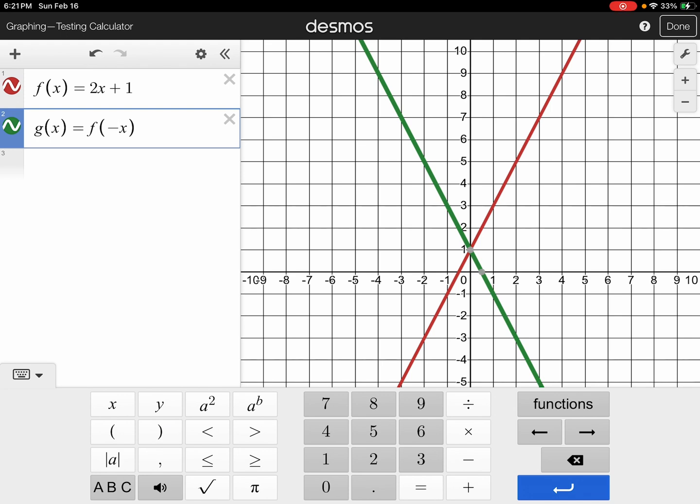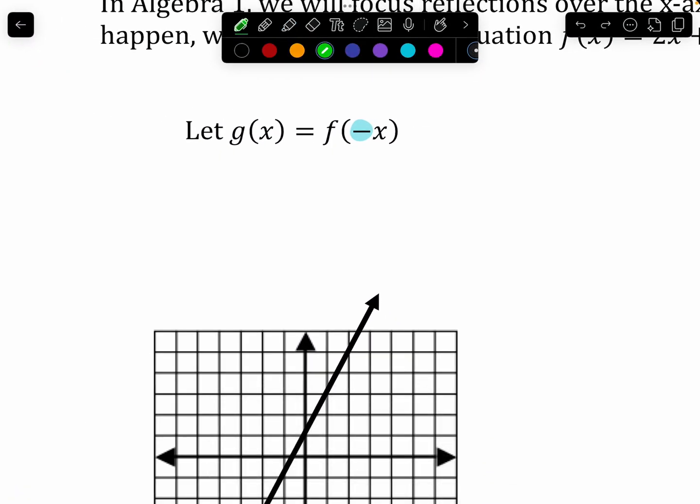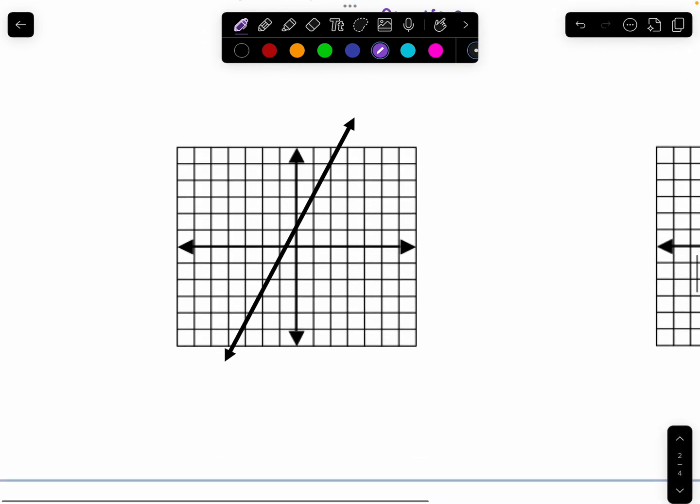So translations, like we saw before, do not affect your slope. Reflections do affect your slope. So what happened whenever we had a negative? We are going to say that this is a y-axis reflection. And you must put y-axis reflection. You can't just put reflection because there are many different types of reflections. So what happened? Your y-intercept stayed the same, and then your graph just reflected across that axis and across that point.